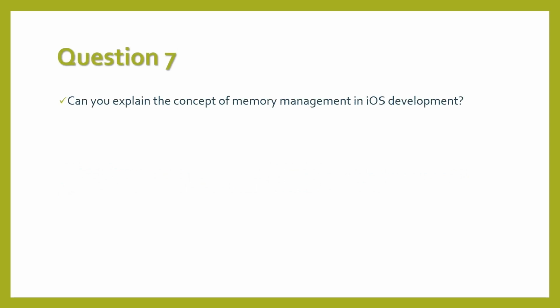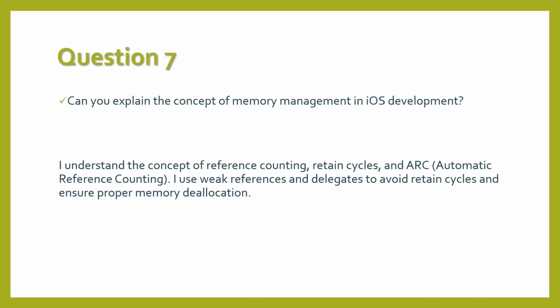Can you explain the concept of memory management in iOS development? I understand the concept of reference counting, retain cycles, and ARC, automatic reference counting. I use weak references and delegates to avoid retain cycles and ensure proper memory deallocation.